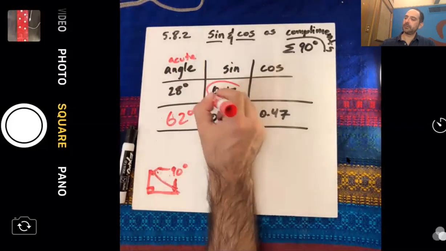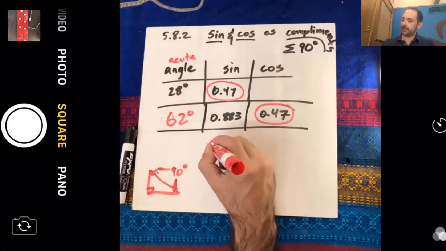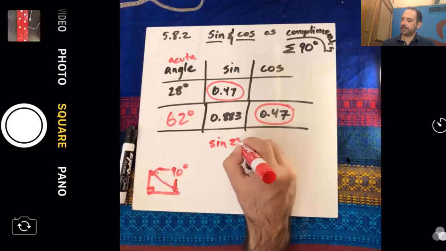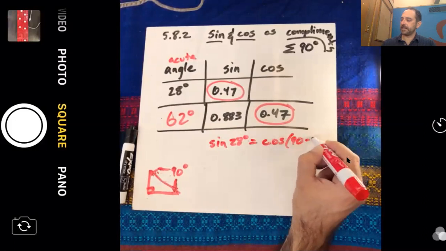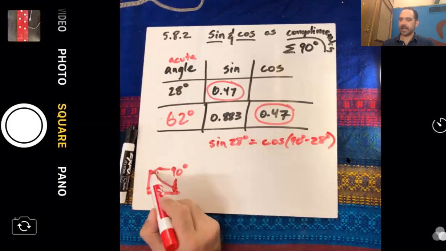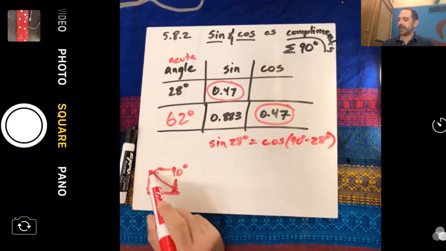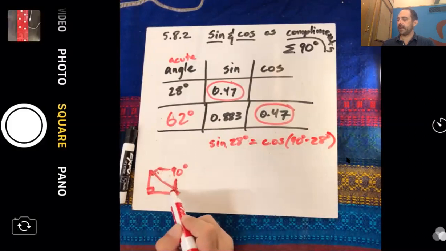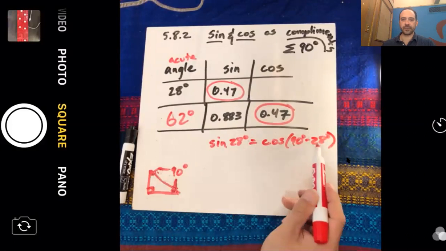Now let's look at this. Why in the world are these two the same? This has to do with our identity. So think about it like this. We know that the sine of 28 degrees is going to be equal to the cosine of 90 minus that 28 degrees. Again, because the sine of this angle is going to be equal to the cosine of this angle. So the sine of 28 is equal to the cosine of 90 minus 28, because that is what that angle measure is going to be. These both add to 90, so if this is 28, this one here is 90 minus 28.